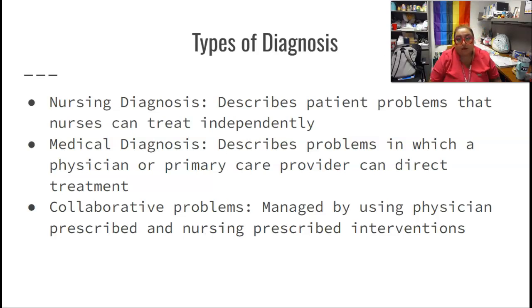So let's take a look at what diagnoses are. Nursing diagnoses are patient problems that a nurse can treat independently, where a medical diagnosis describes problems in which a physician or primary care provider can direct treatment. Collaborative problems are typically managed by using physician-prescribed and nursing-prescribed interventions. You have to know the difference, and the big thing is when you're analyzing your data, the first thing you want to know is, with my nursing diagnosis or my priority problem, is there something I can do immediately as a nurse as opposed to getting an order from the doctor? Getting an order from the doctor might be a collaborative problem, which is still okay. It can still be a priority, but we want you to know that there are differences in nursing diagnosis, medical diagnosis, and collaborative problem.